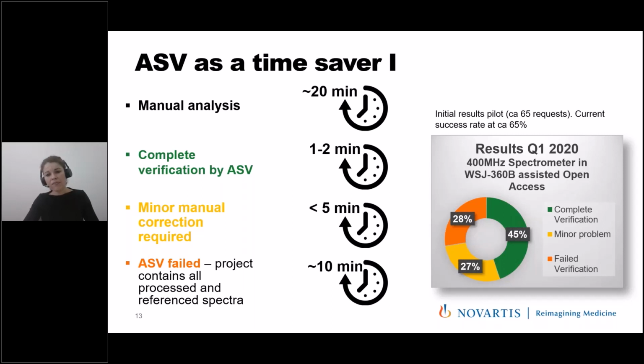In this case, we were using a 100 megahertz instrument in one of our labs, and you can see that with this assistant open access, the associates, the chemists, were directly submitting their NMR tube to the analysis. In the background, there is the ASV running and an expert that is checking that all of this is working correctly. So we got around 45% of complete verification with ASV only, 27% where we had a minor problem and we had to intervene, and 28% where we had a failed verification.